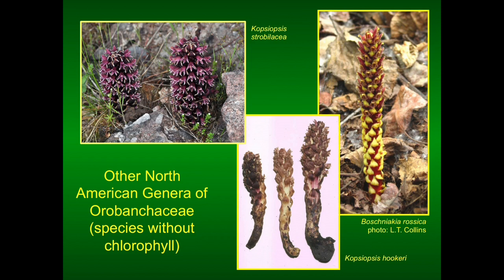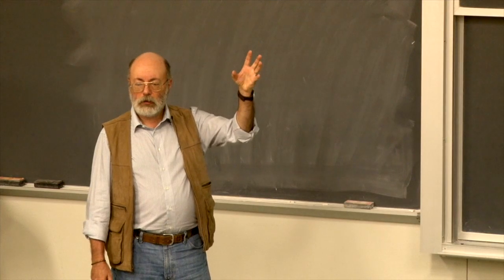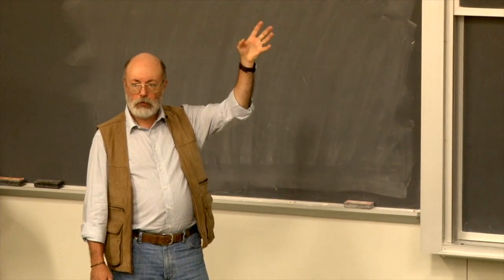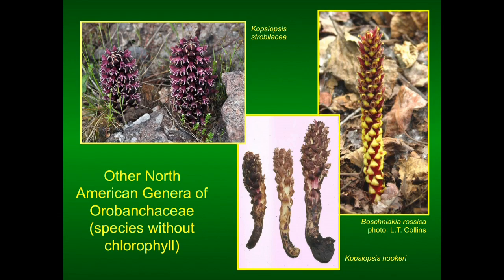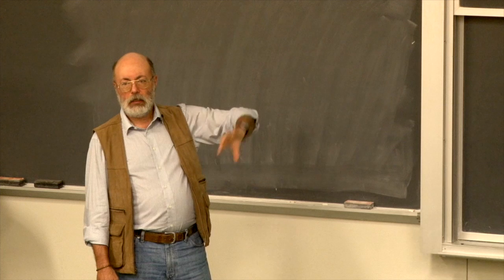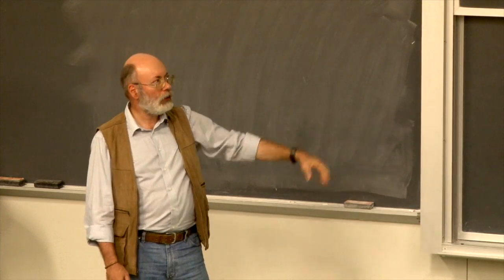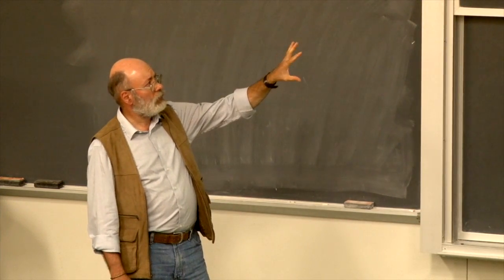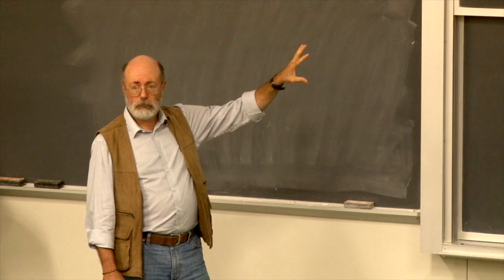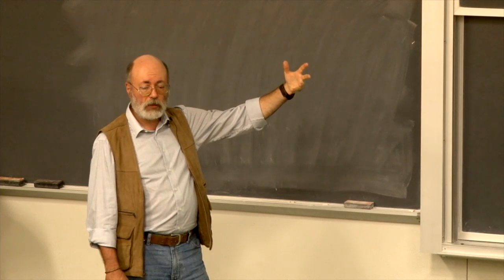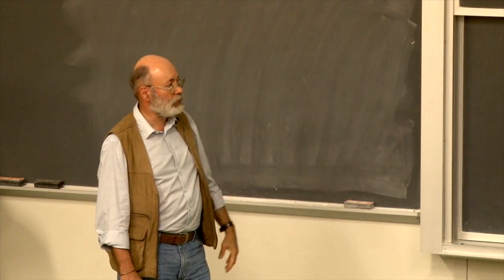There are only really two other genera in North America of these chlorophyll-less Orobanchaceae, and I'll explain that in a minute. But Kopsiopsis has two species on the western seaboard in Oregon, California, Washington, and British Columbia. And then Boschniakia rossica is in northwestern Canada and Alaska, and it actually goes around the Pacific Rim into China. And all of these plants, when you get to looking at them, are weird by plant standards, and that's sort of one of the recognition characters for these things that have lost their chlorophyll.